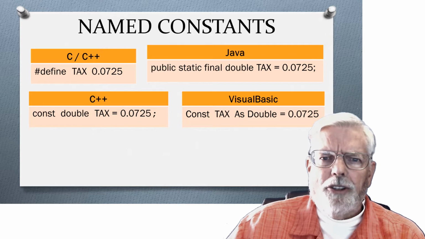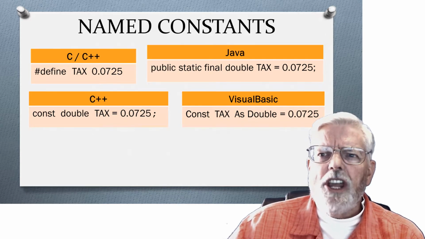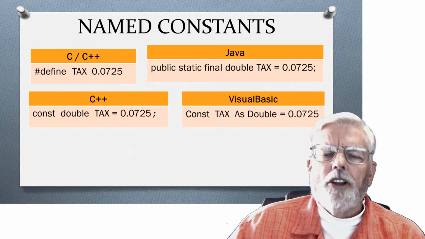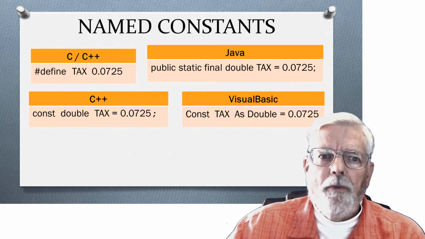Named constants are similar to both literals and variables in that they cannot be changed, but constants have a data type. Constants are usually declared in all caps to distinguish them from variables.